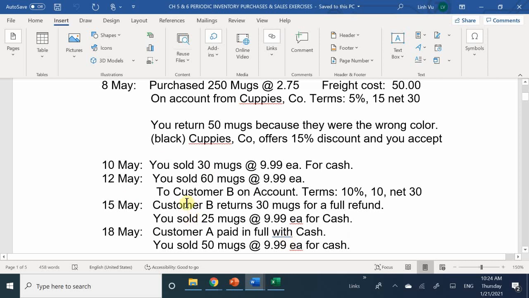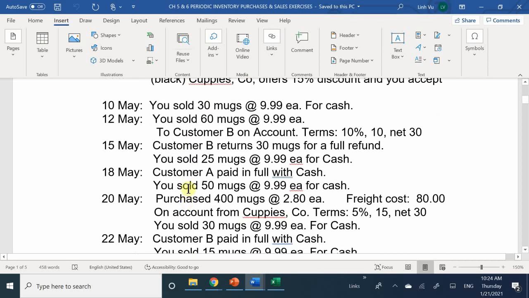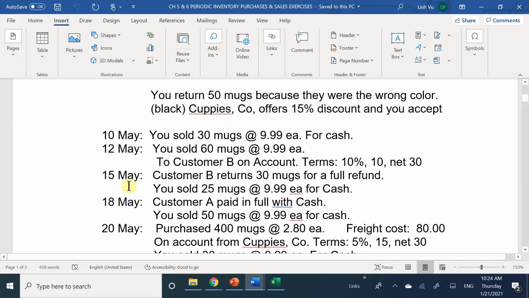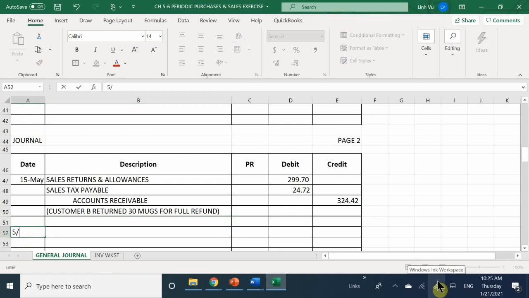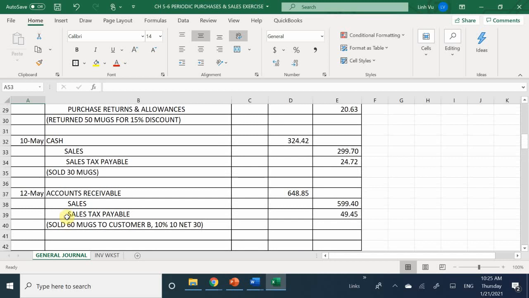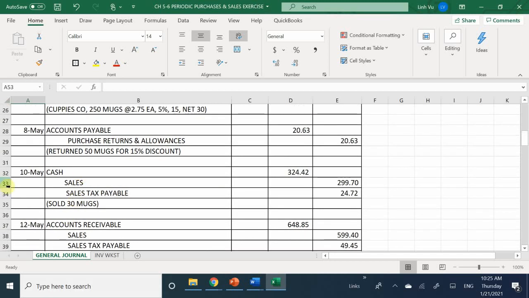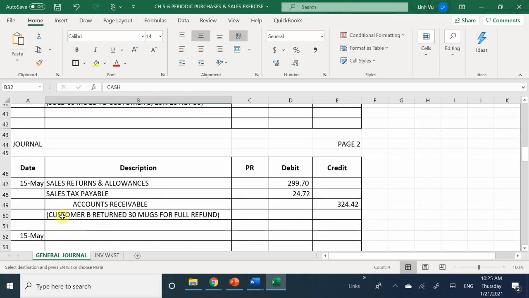Now, let's see what happened next. Okay, so on the same day, May 15, you also sold 25 mugs for $9.99 for cash. So sales. Now, is that the first thing you're going to recognize? No, we're going to recognize cash first because that's what we received. We're increasing our assets. We received money. And sales is going to be our credit account.